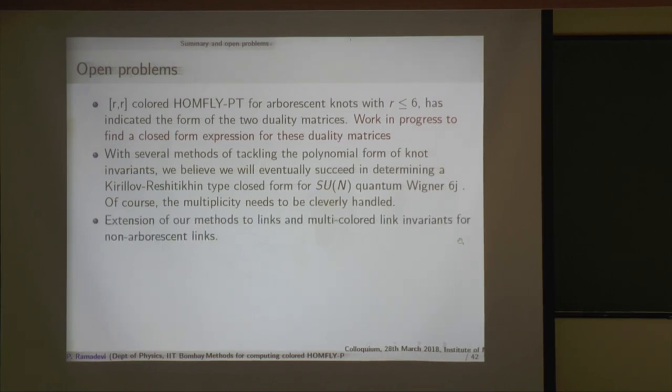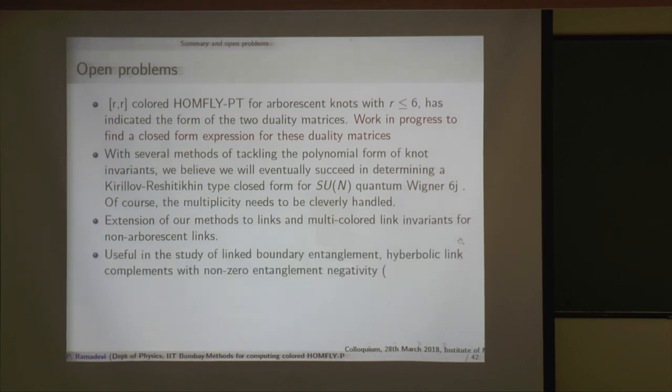Extensions of this highest weight method are all straightforward. If you go to links, they will be useful to get multicolored link invariants for non-arborescent links. For arborescent, of course, the earlier method is useful. I'm sure in yesterday's talk, Vivek would have motivated the entanglement entropy from link invariants, where this data is really useful. And there is this class of links called hyperbolic links, whose complements, which are three manifolds, have a non-zero volume, and it seems like a selection rule that they have a non-zero entanglement negativity. Initially, we thought that volume can be generated, but we still have open questions on it.